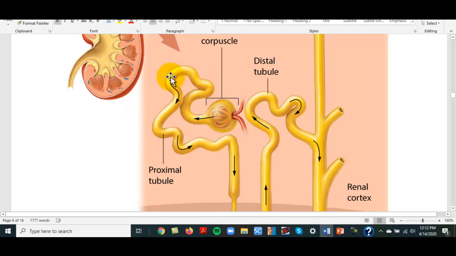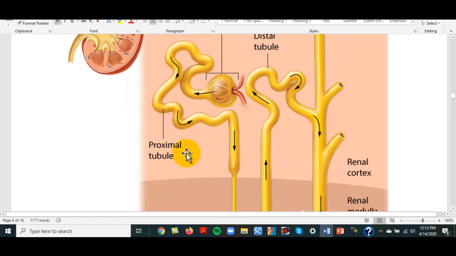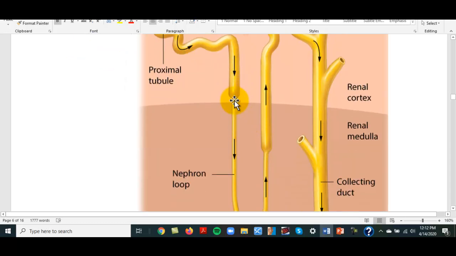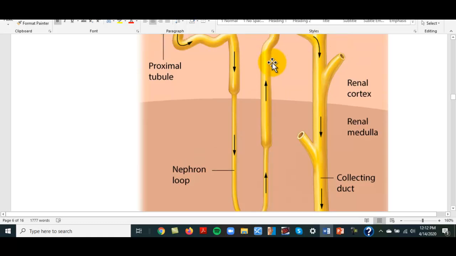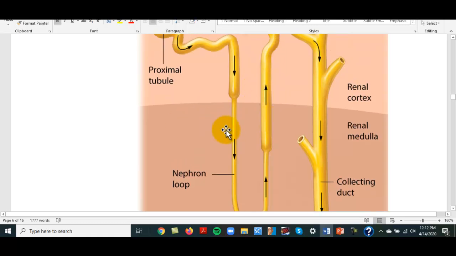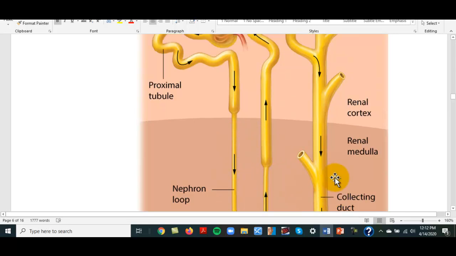Now, you see this part that looks like a tube going around this way? This is the proximal tubule, or the proximal convoluted tubule. Convoluted means it has bends in it. You can see that. If you follow it down this way, this is called the nephron loop. This is the descending limb, and this part that comes up is called the ascending limb. And you can see this side's a little bit thicker. There's a little different physiology that goes on depending on what part of the loop that filtrate is in.